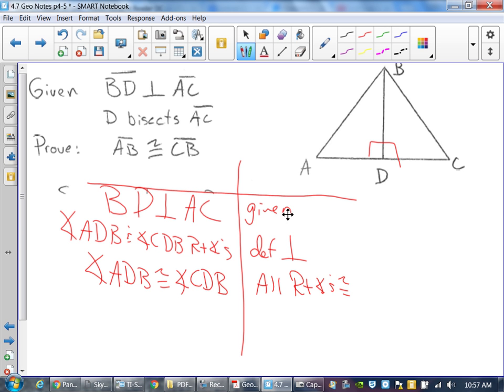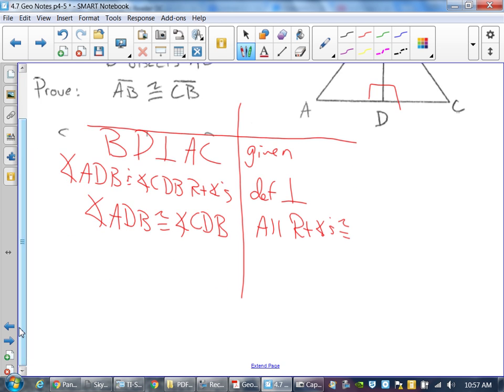Okay. So now you've done everything you can from perpendicular. From here, I go to my next statement. My next statement says that D is a bisector of a segment. So it's a segment bisector. What does a segment bisector do? Well, it cuts a segment into 2 congruent parts. So D is bisector of, what was it, AC.